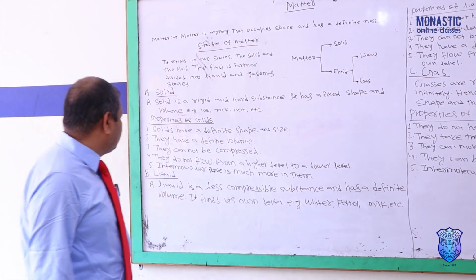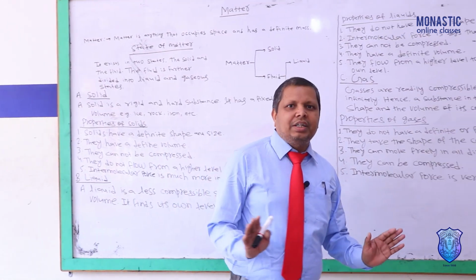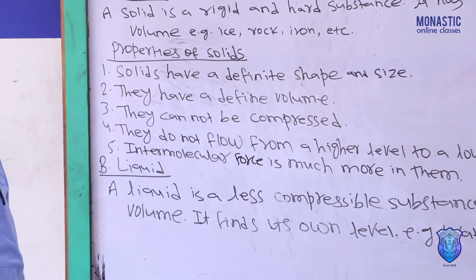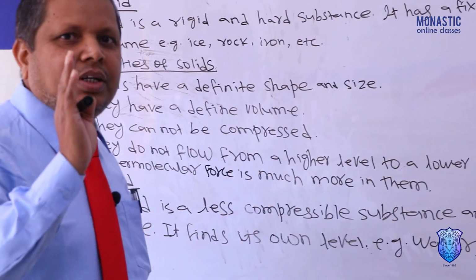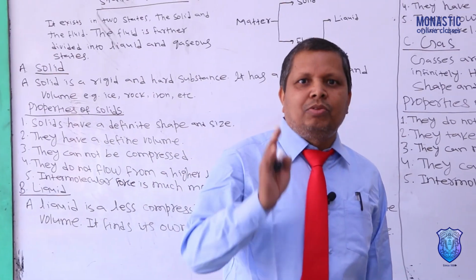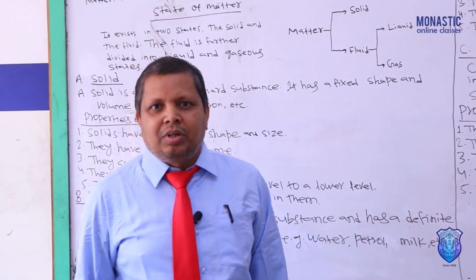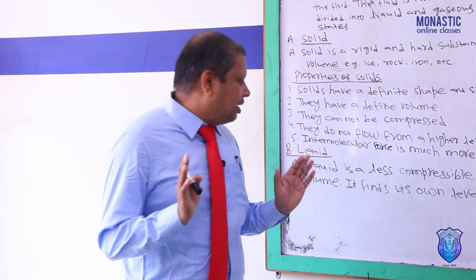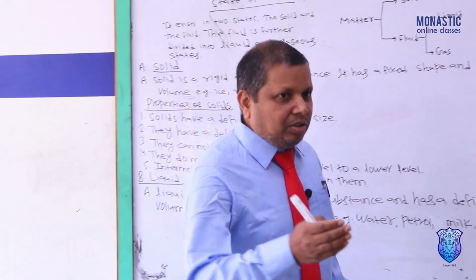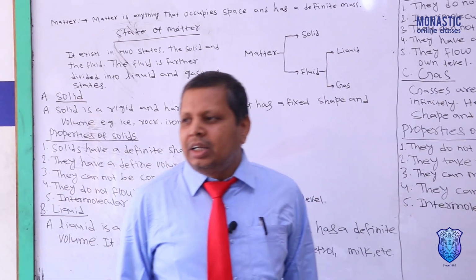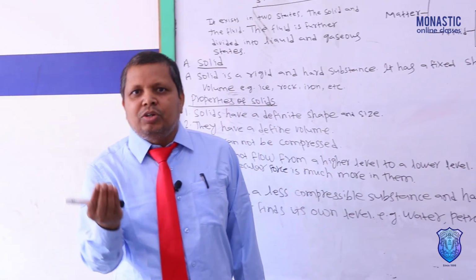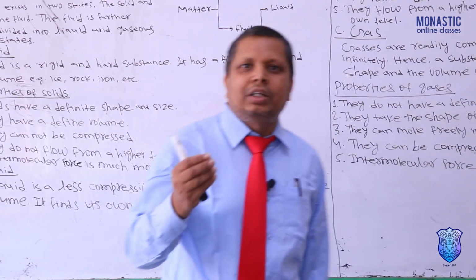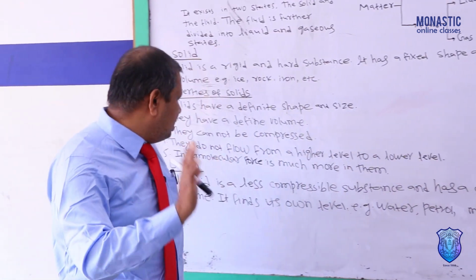Now we are going to study about liquids. So what is a liquid, first of all? A liquid is a less compressible substance and has a definite volume but does not have a definite shape. That's why a liquid takes the container's shape. When you put liquid in a bottle, it takes the bottle's shape. When liquid is put in a jug, it takes the jug's shape because its molecules are loosely packed.